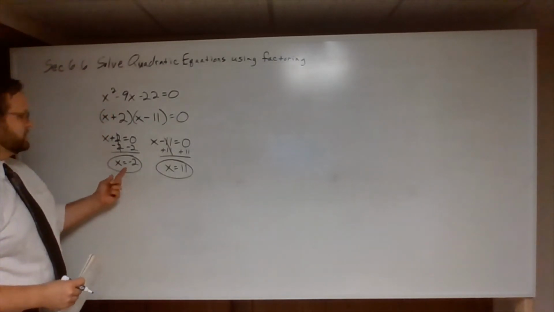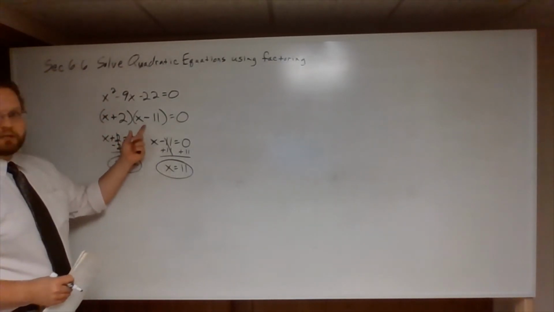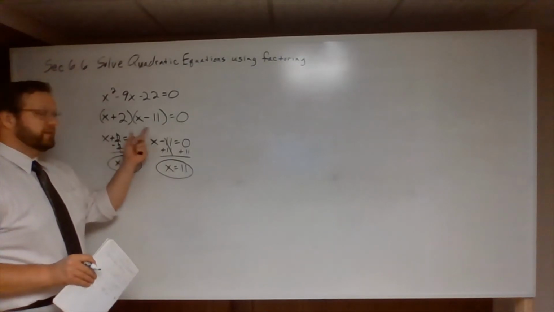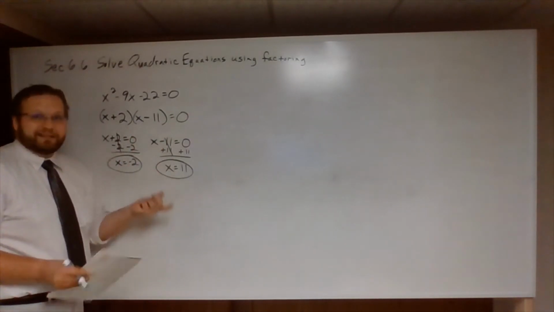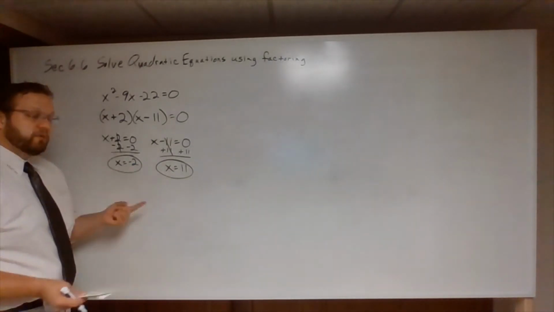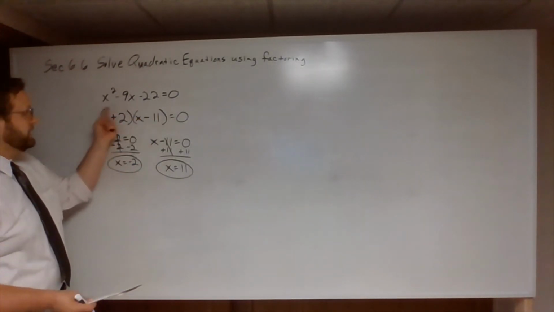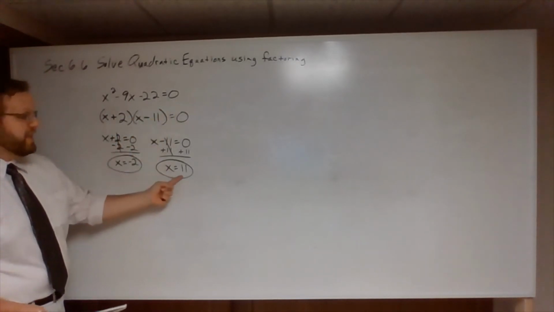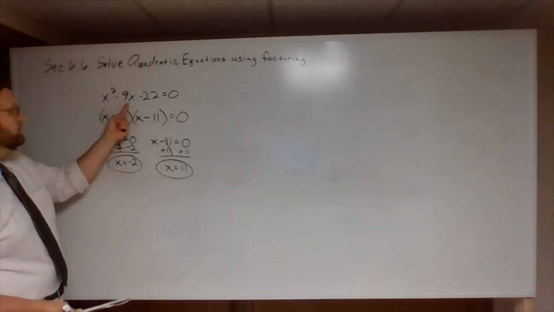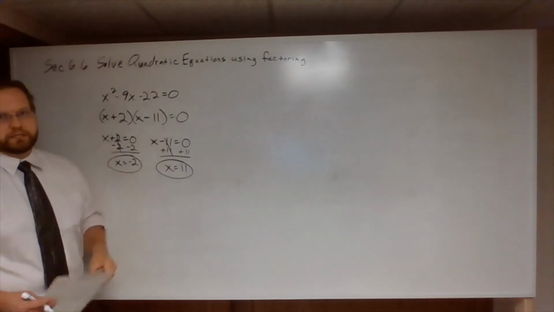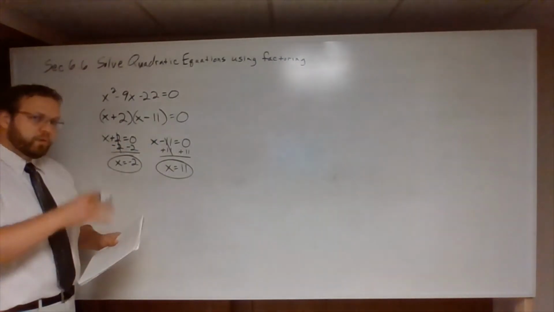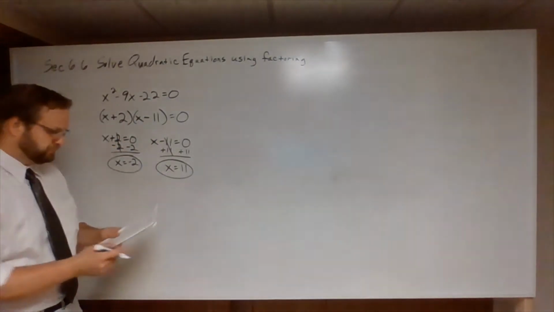Now, what's tempting is when you want to check these, you plug it back in here. Don't do that, because if you factored that wrong, but you did this right, it's not going to look like you did anything wrong. If you want to check it, plug a negative 2 in here and here, calculate that out, make sure you get a 0. Then plug an 11 in here and here, calculate that out, make sure you get a 0. Okay? But always go to the original problem when you're checking.